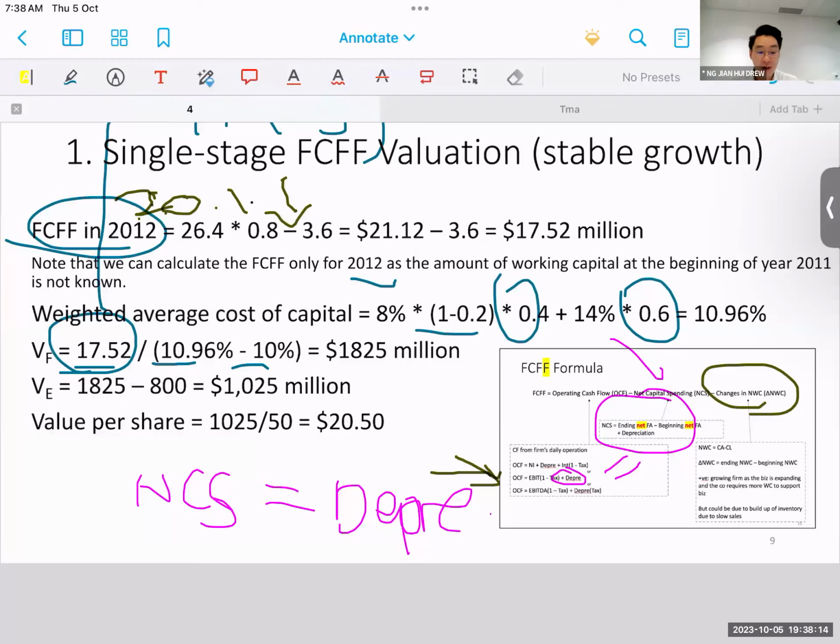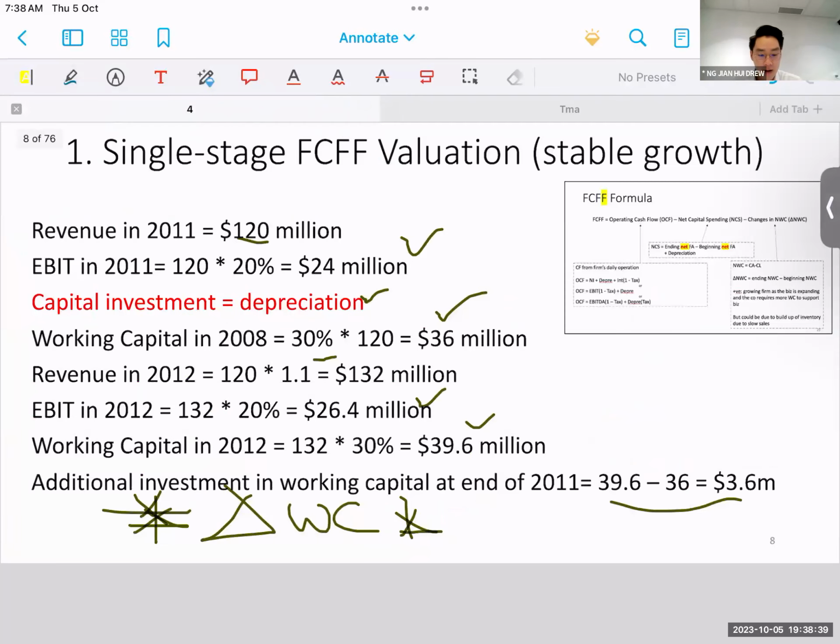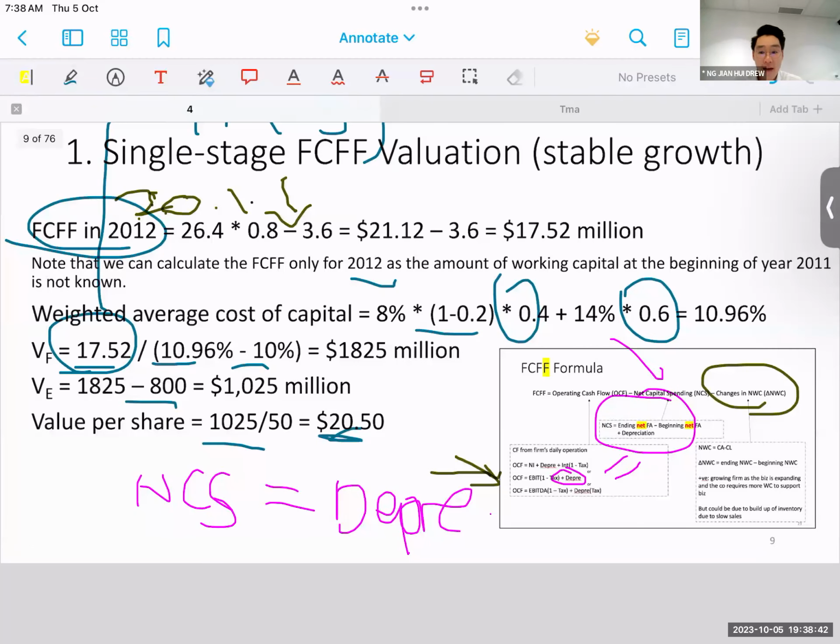Once you calculate the value of firm, recall the formula that if you want to find the value of equity, we just take the value of firm minus the market value of debt, which is given here. And we can calculate the value of the share by dividing by 50 million shares. Right, and this is the value. So this is a very classic example of your FCFF. It teaches you how to calculate the values. So it will be important, of course, for your finals.